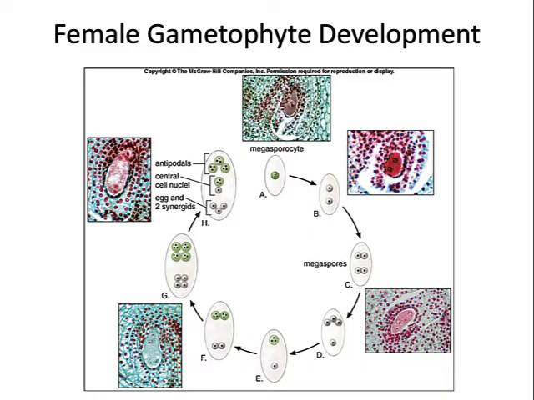Here we can see a diagram that shows us the relationship of the female gametophyte as it develops. And remember that gametophyte is developing from the megaspore that survived.